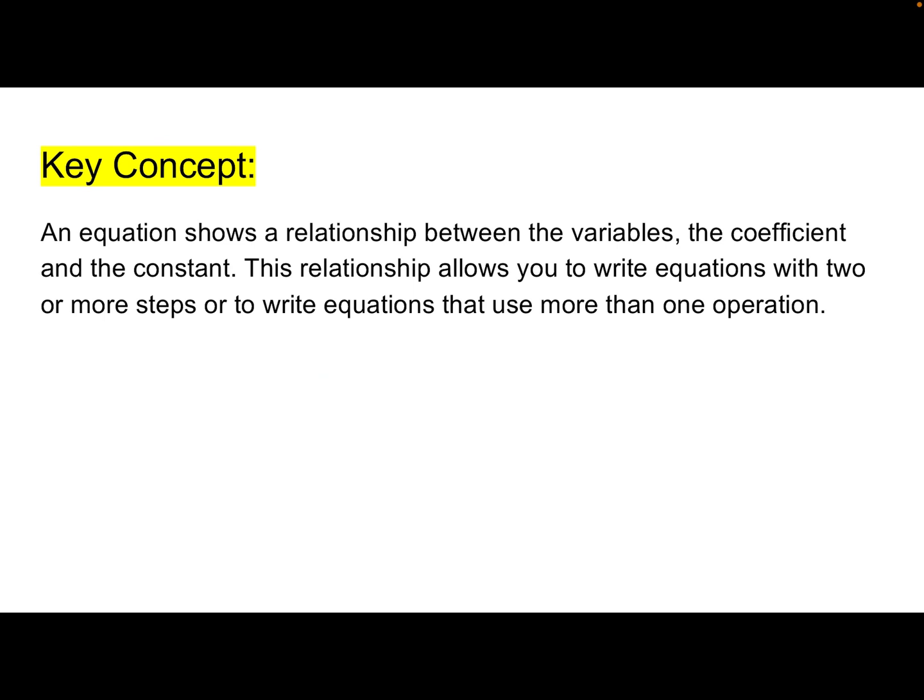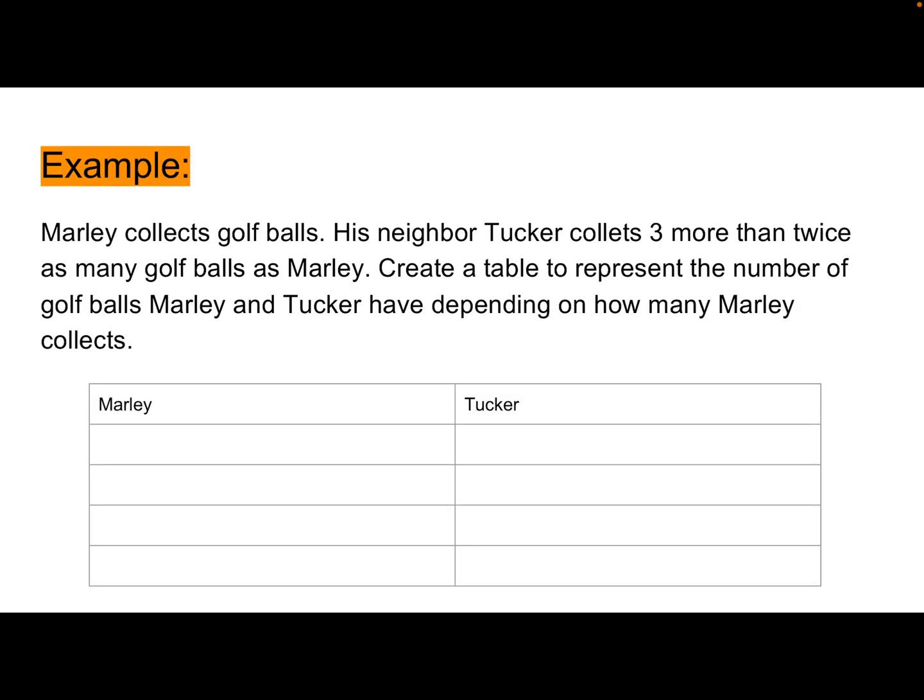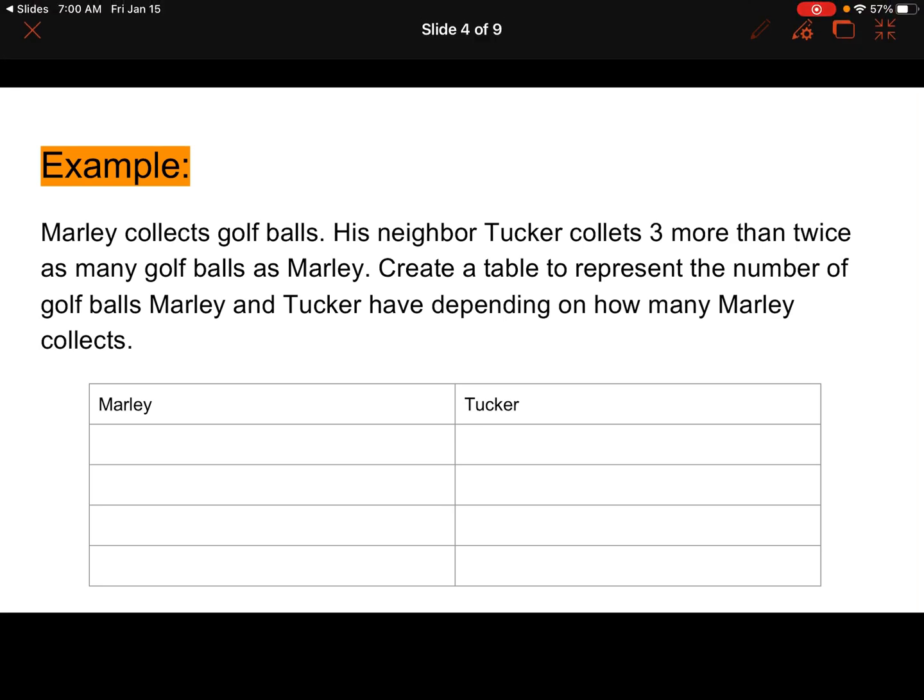So our key concept today: an equation shows a relationship between the variables, the coefficient, and the constant. This relationship allows you to write equations with 2 or more steps, or to write equations that use more than one operation. And we're going to start doing that now. So here's our first example. Marley collects golf balls. His neighbor Tucker collects 3 more than twice as many golf balls as Marley. Create a table to represent the number of golf balls Marley and Tucker have, depending on how many Marley collects.